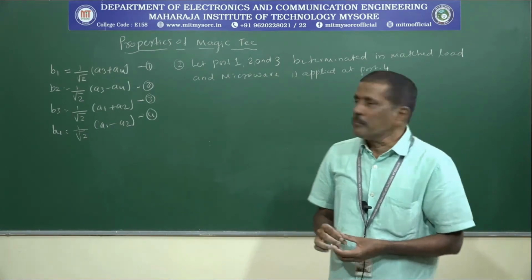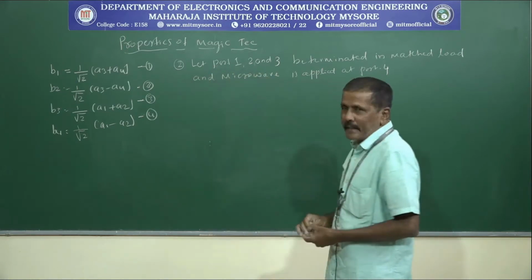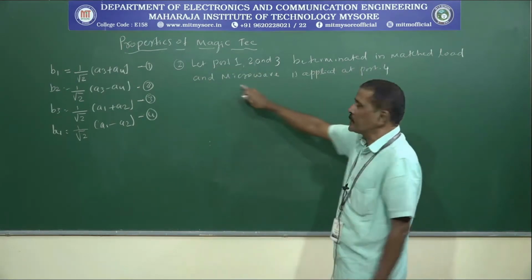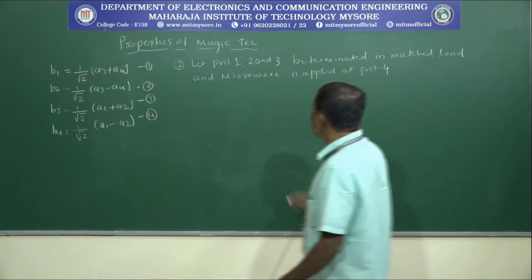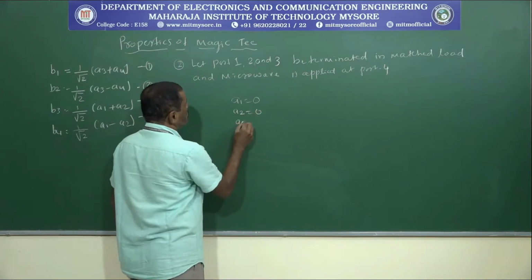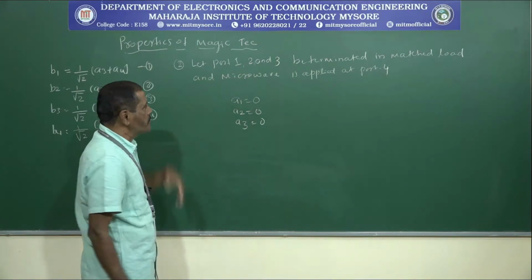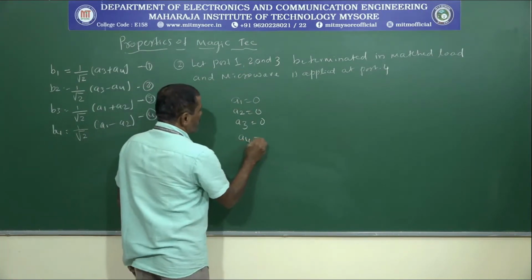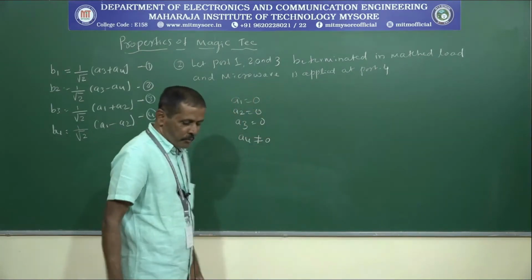Now let us study property number 2. In property number 2, let ports 1, 2 and 3 be terminated in a matched load and a microwave signal is applied at port number 4. If this is the case, then A1 equal to 0, A2 equal to 0 and A3 equal to 0 because they are matched with the terminated load, and your A4 is not equal to 0 because you are applying the signal at port 4.